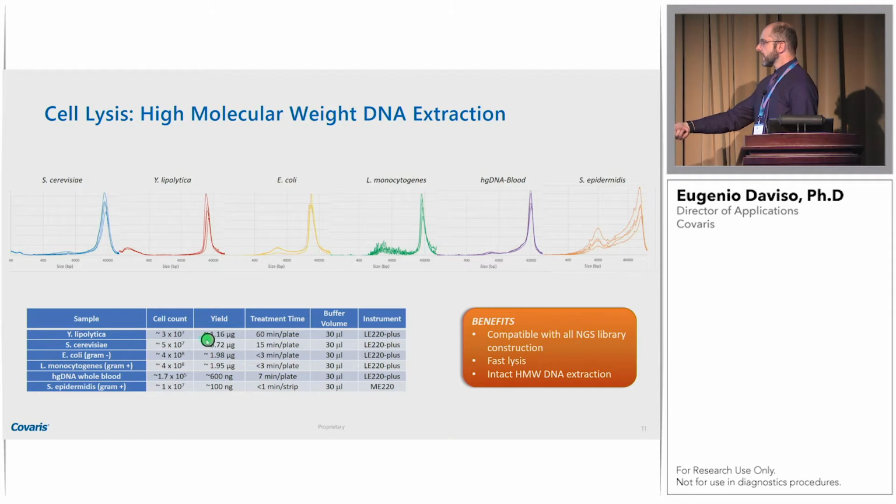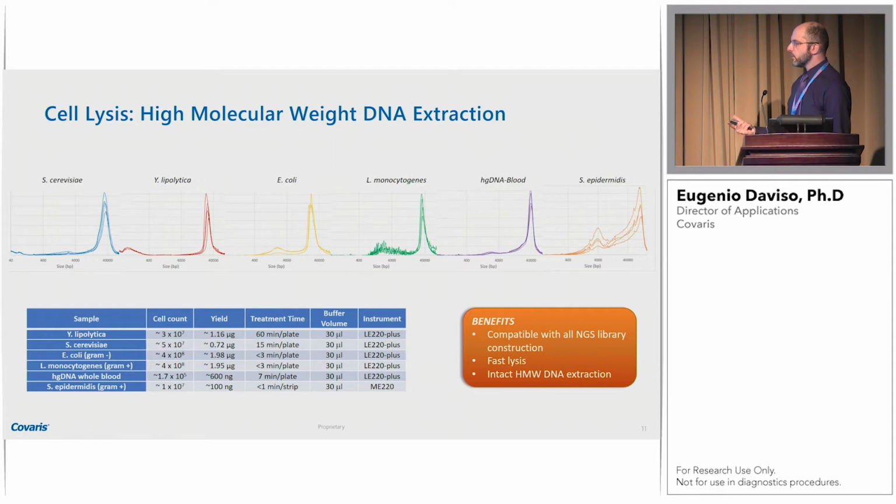So the cell count is a standard cell count that customers in the field use. 3 × 10⁷, 4 × 10⁸. For yeast, we went up to 1 billion cells, and the yields were actually pretty good. So for yeast, they were between 50 to 85%. For E. coli and mammalian cells, they were between 75 to 100%, just based on the cell count.